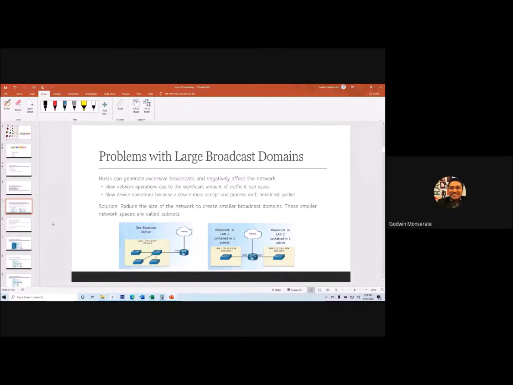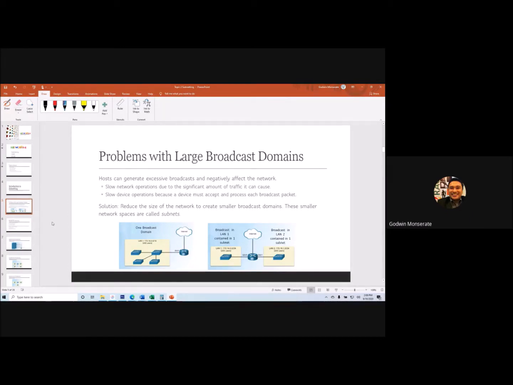Okay, why do we have what we call subnetting? Number one, we have a problem with the large broadcast domain. What does that mean? You already know what Class A, Class B, and Class C are. These are the classes of IP that we are going to use and apply for our network.